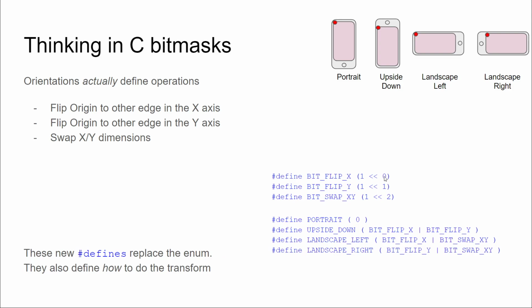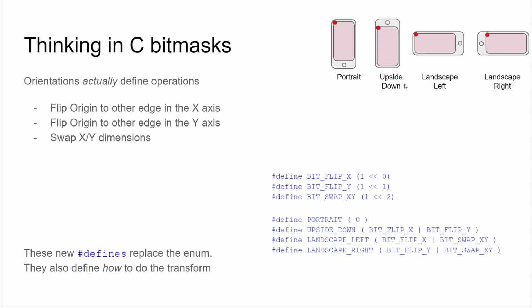So I define my bitwise operations and just give them a bit each, and it doesn't really matter which bit is which. Then I define my orientations as sequences of bits that need to trigger in order to achieve this. So here's the portrait mode, which has nothing happening really. So it's just nothing, zero. Upside down is basically rotating the grid 180 degrees. You can achieve that by flipping the x and y axis, and you are basically done.